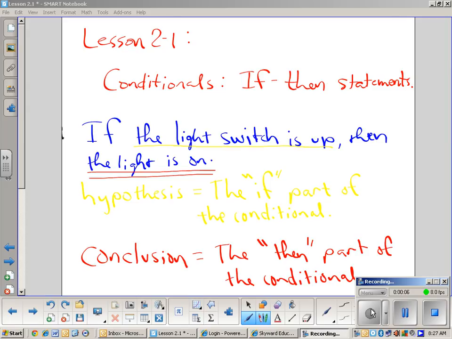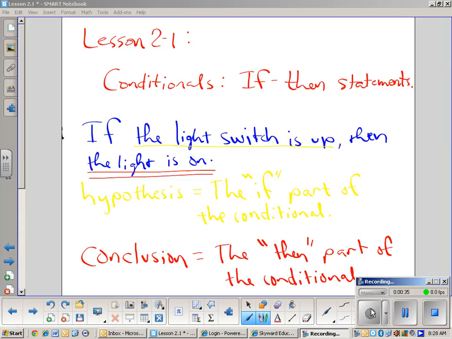So again, you've dealt with conditionals your whole life. If-then statements. All right? An if-then statement is called a conditional. If the light switch is up, then the light is on. Is that always true? No. You probably have multiple light switches in your house that are sometimes up and the light's on, sometimes down and the light's on. Okay? But in this room, that's a true statement.